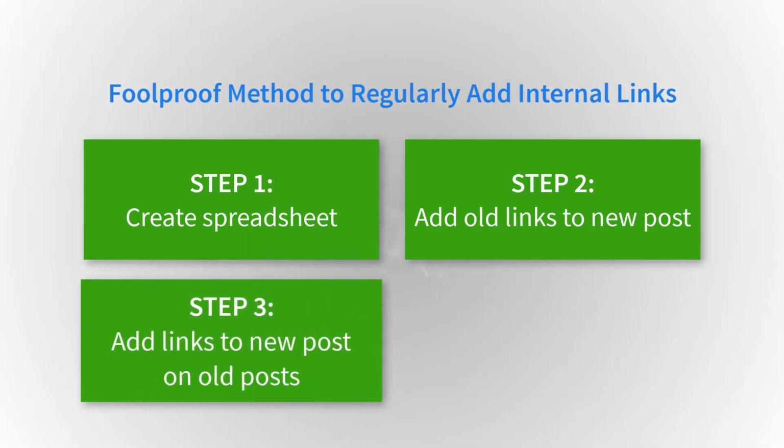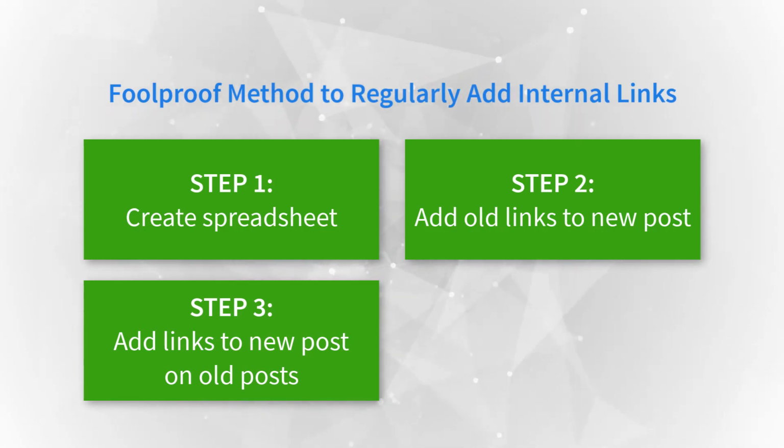Okay, and then step 3, you'll want to add links to your new post on the old articles. So this is just exactly the opposite of what we just did in step 2. And depending on the size of your website, there are 2 different ways that you can go about this. So manually searching each page will yield more accurate results. But there is a second option, which is more realistic when the content on your website has grown and you need a solution that scales.